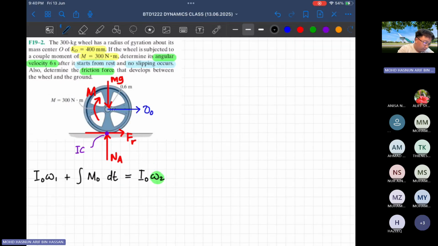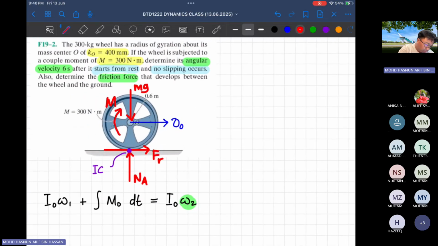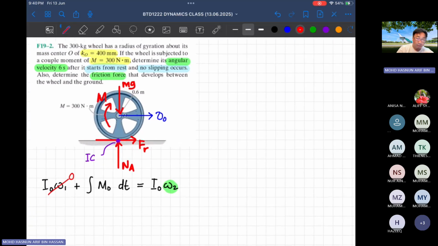Looking at the question here, it says starts from rest. So you know that omega 1 equals 0. So the first term is already equal to 0. Now, this is not similar to the previous example. In the previous example, the moment was changing with time because the moment was equal to 3t square. So there was a function of time there. At t equals 0, moment equals 0. At t equals 1, moment equals 3, and so on. The moment keeps increasing when the time is increasing. But in this problem, you can see that M is equal to 300. So the moment is fixed, and the integration becomes easier.